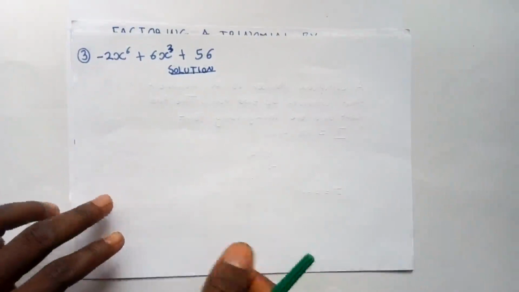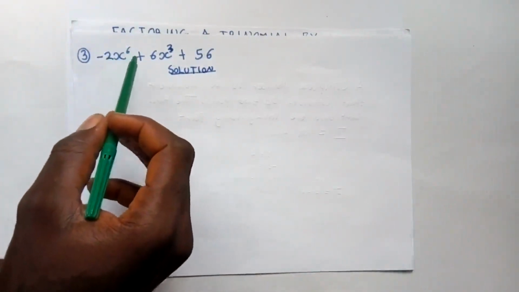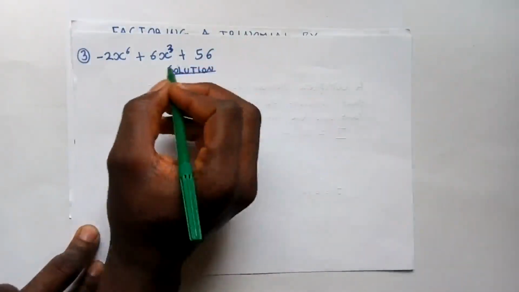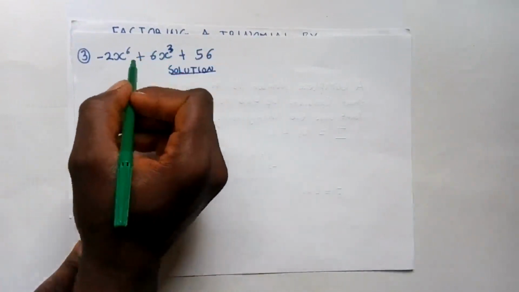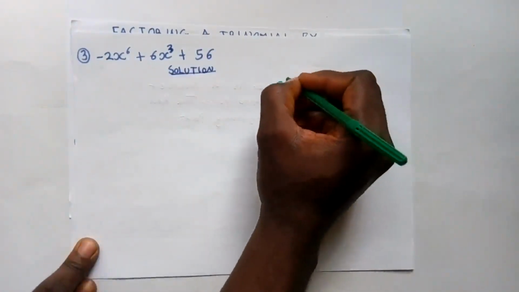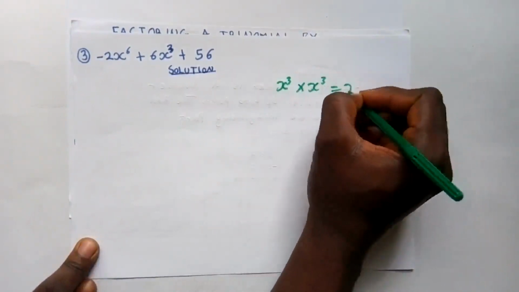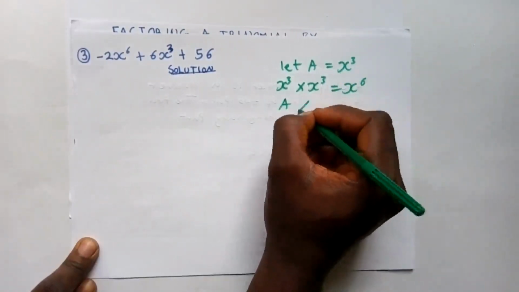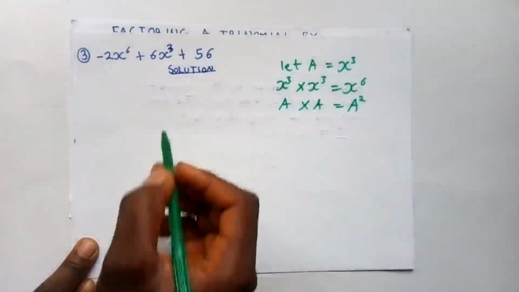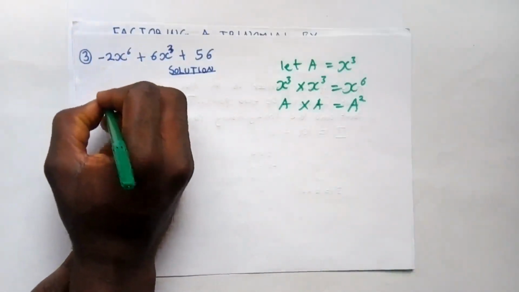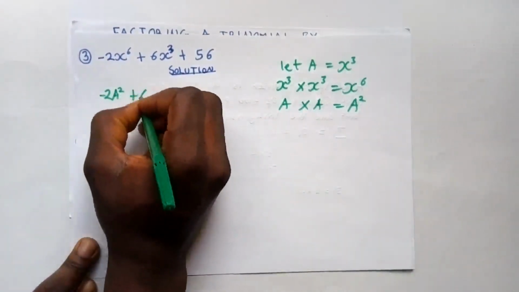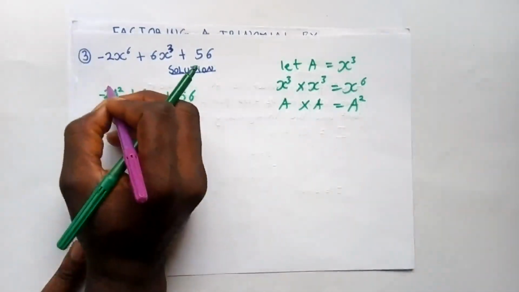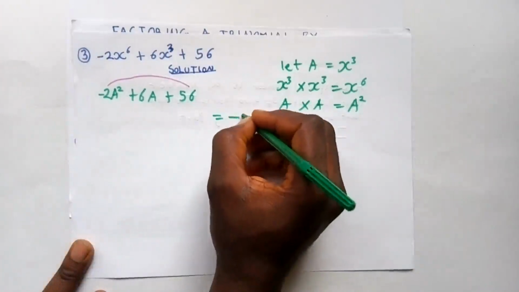Question 3. Minus 2s to the power of 6 plus 6s cubed plus 56. Notice that s cubed multiplied by s cubed gives us s to the power of 6. So let a equal s cubed. A multiplied by a gives us a squared. So we can write this equation as minus 2a squared plus 6a plus 56. Minus 2 multiplied by 56 will give us minus 112.